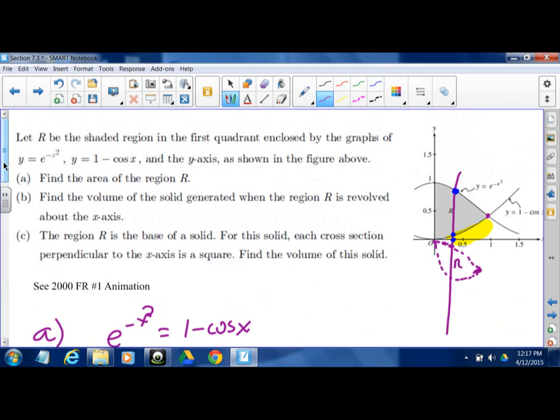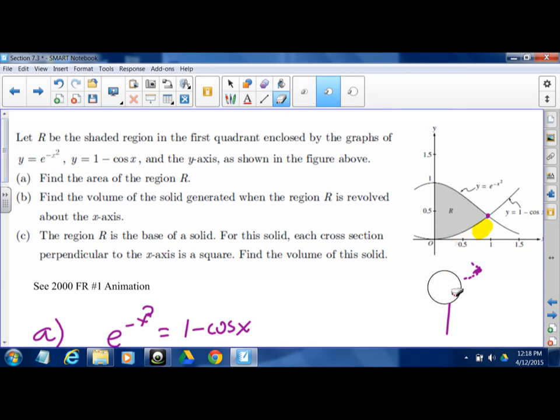Part C. The region R is the base of a solid. For this solid, each cross-section perpendicular to the x-axis is a square. Find the volume of this solid. Well, this shouldn't be too bad. It says that each cross-section is a square. How do you find the area of a square? It's just side length squared, right? Now what I have to do is find the volume, so let's clean up my diagram a little bit.